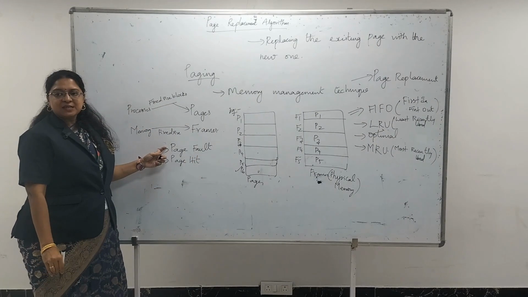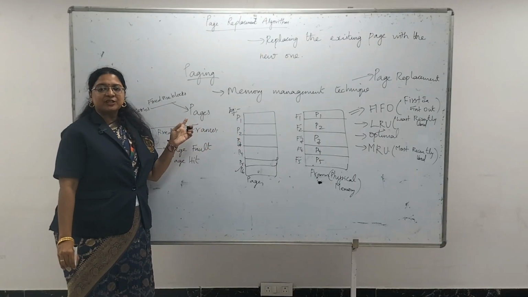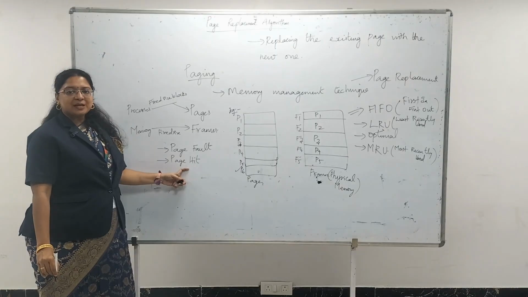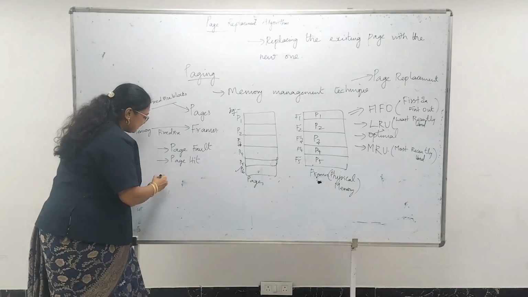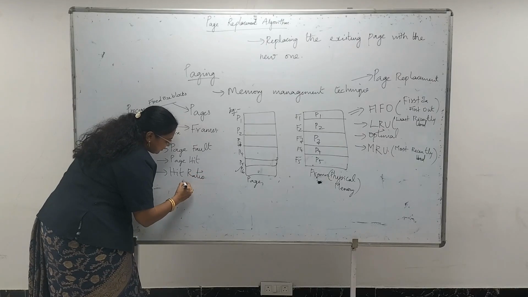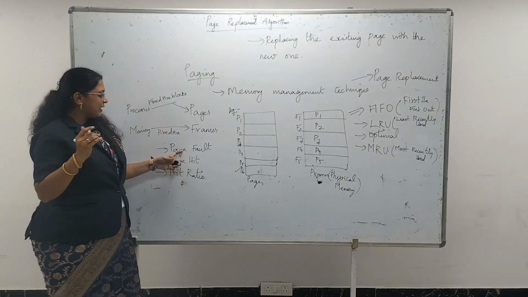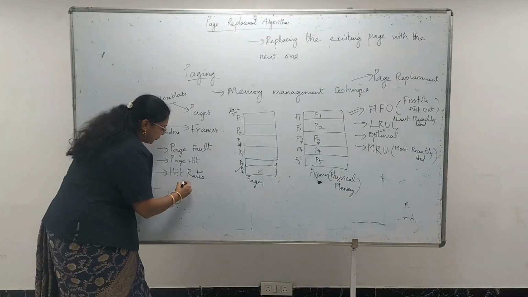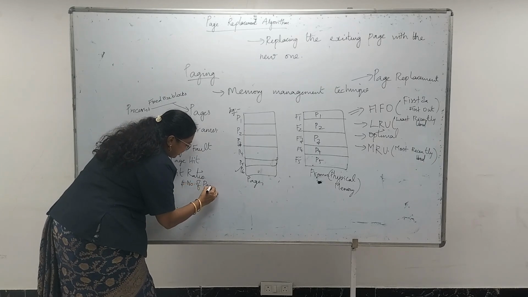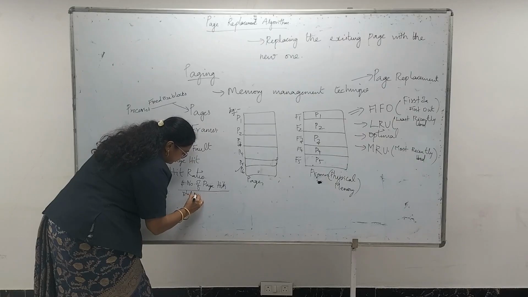Page fault means you need to check whether the required element is present in the frame or not. If it is present, that is a page hit. If it is not present, then you represent it as a page fault. Next is the hit ratio. After finding out each problem, you need to calculate page faults, page hits, and then the hit ratio. The hit ratio formula is the number of page hits divided by the total number of reference strings.